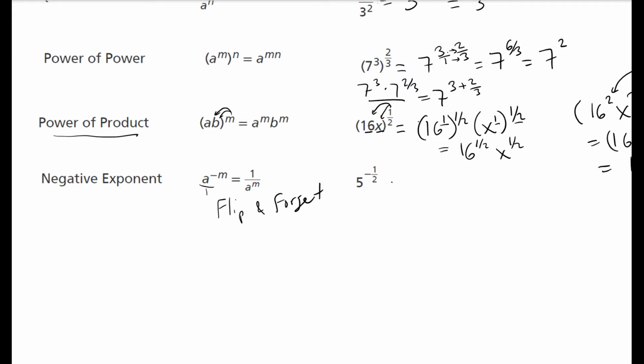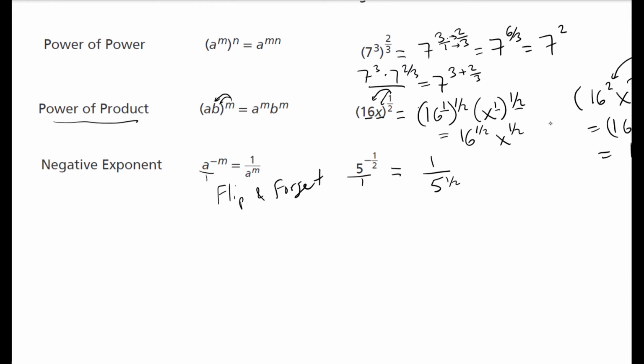In the case of 5 to the negative 1/2 power, you flip it, so instead of being 5 over 1, it's 1 over 5, and then you forget the sign, so it's going to be 1 over 5 to the 1/2 power. Keep in mind that we're not converting this to a radical, we're just using the property. Of course, if they want you to convert it into radical form, you would convert this to the square root of 5, for example.